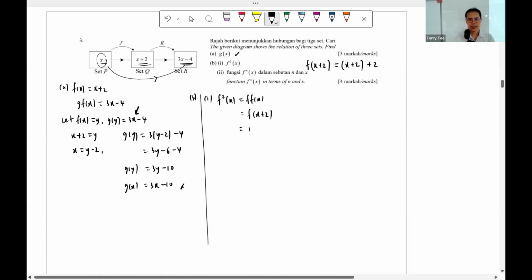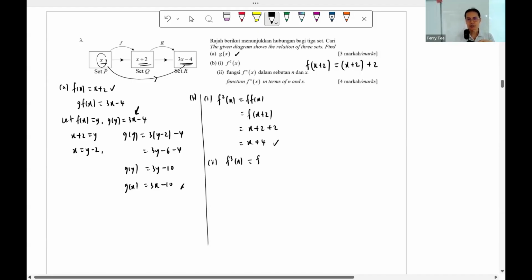So it looks like this, x plus 2 plus 2, which gives us x plus 4. Okay? Now, then you're supposed to find f^n(x). Maybe we have to do a few to get the pattern, because some people cannot see. f(x) is x plus 2. f2(x) is x plus 4. So what is f3(x)? Let me do f3(x) first.